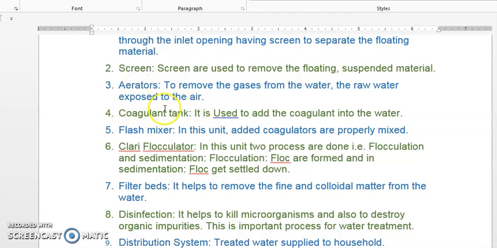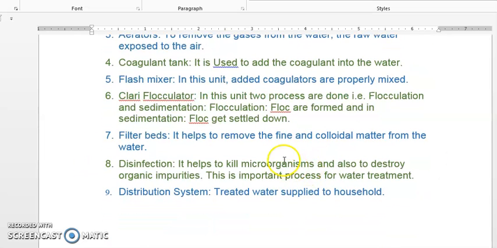Then you can write about a sedimentation tank here. What is that? For readily settleable solids, sedimentation tank is used. Coagulation tank is used to add the coagulant into the water, and a flash mixer is used to mix the coagulant with the water properly. Then the clariflocculator has got 2 units. One is the flocculation, another is sedimentation. Floc is formed and then it is settled in the sedimentation tank. So floc gets settled down. So all these details I have already discussed in units of the coagulation tank. Here just you have to mention.